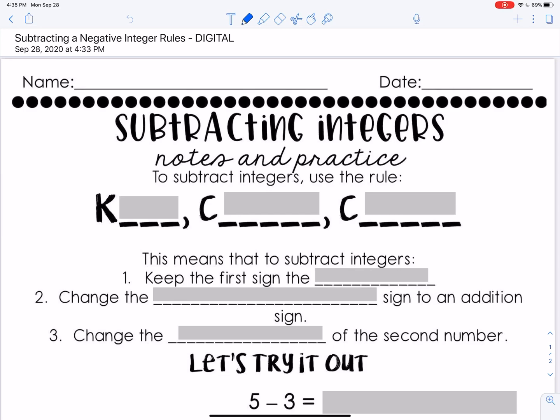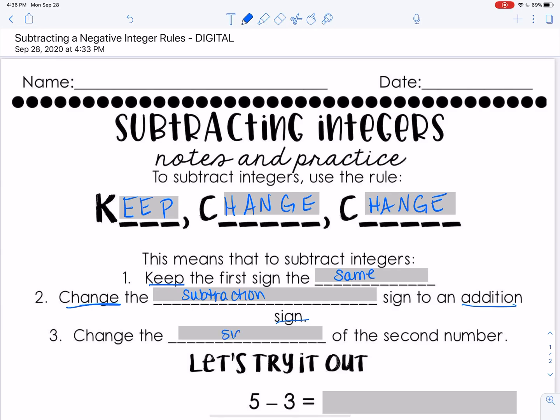So, subtracting integers, notes and practice. To subtract integers, use the rule: keep, change, change. This means that to subtract the integers, keep the first, so you're going to keep the first sign the same. Change the subtraction sign to an addition sign. And then change the sign of the second number. We're going to try it out.